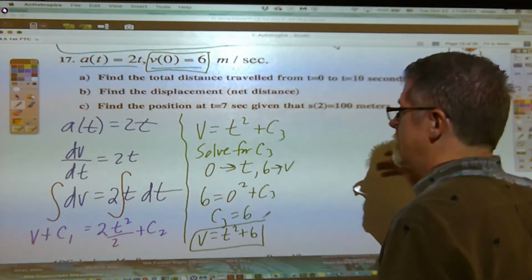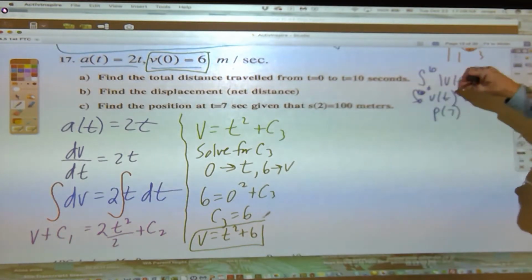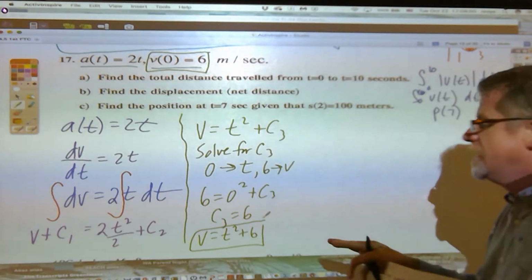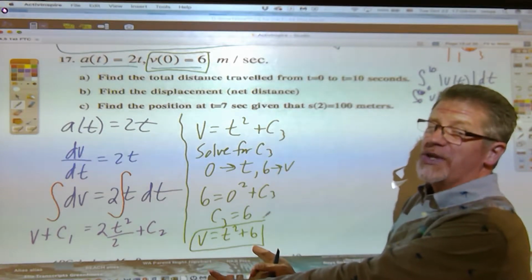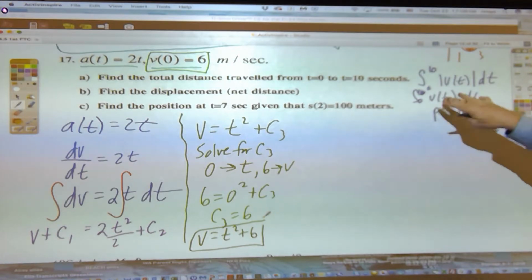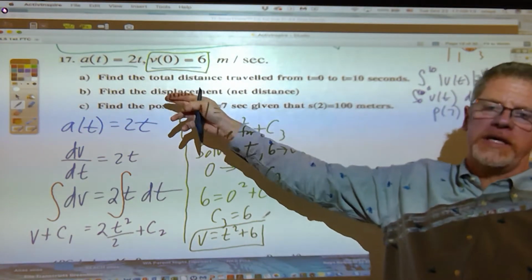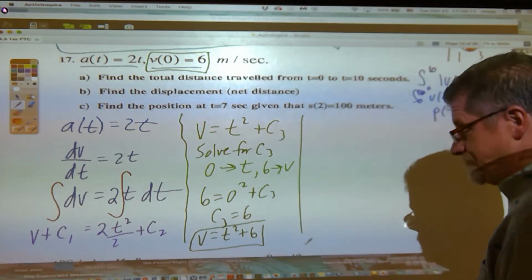So we got that. By the way, now we could answer total distance by just taking the absolute value of t squared plus 6. By the way, t squared plus 6 is never negative, so you can just shed the absolute values right up front. And you can also find the displacement, which is the same thing. So now we have the information that we could use to do parts A and B. I'll let you do parts A and B on your own. But now let's go on to part C.